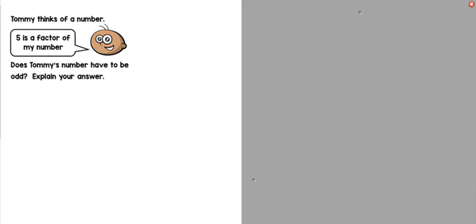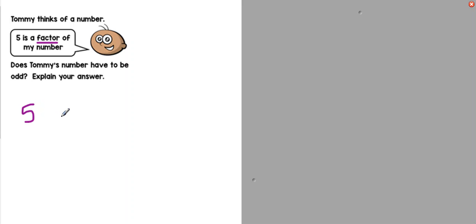Let's have a look at this one. So Tommy thinks of a number. 5 is a factor of my number. Okay, it's a factor, not a multiple, a factor. Does Tommy's number have to be odd? Explain your answer. So remember, a factor means that 5 goes into this number.